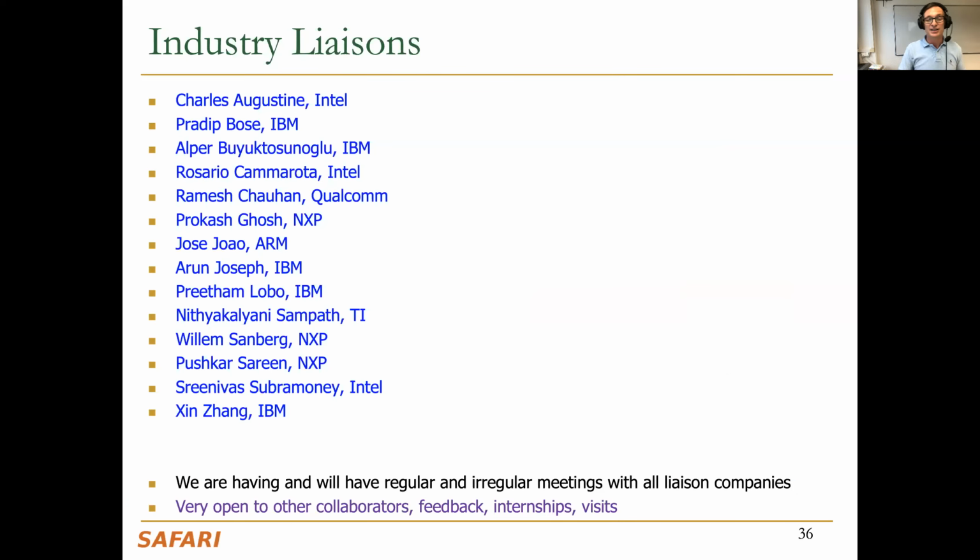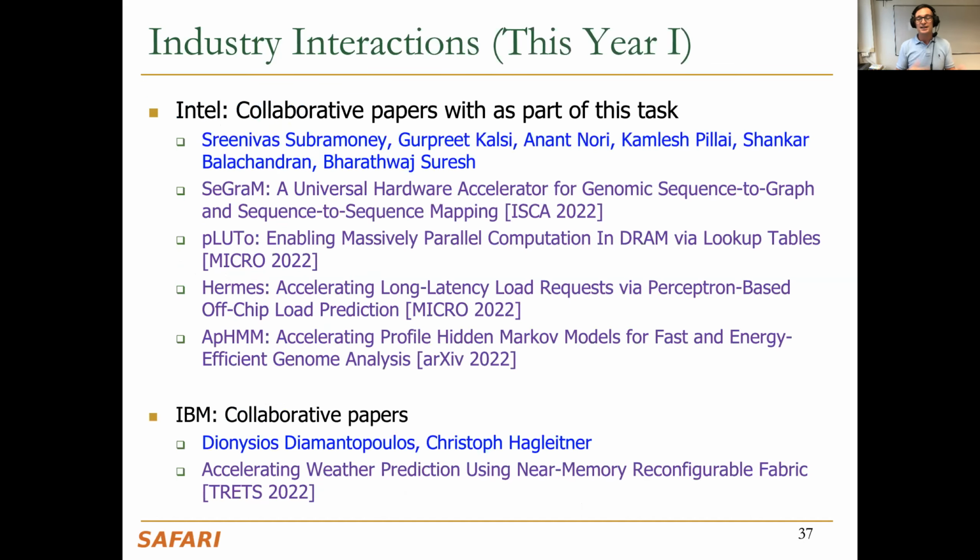We are lucky to have a lot of industry liaisons who have been providing useful feedback to us, and we look forward to future feedback, and we're open to other collaborators' feedback, internships, and visits. This year, we had quite a few interactions with our liaisons as well as SRC companies. With Intel, we have a bunch of collaborative papers as part of this task.